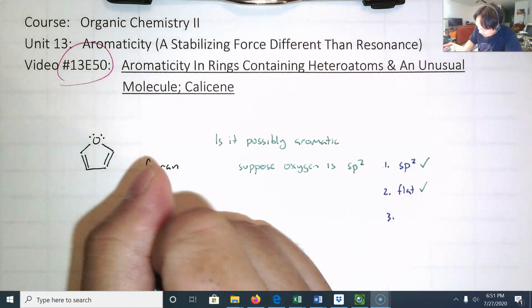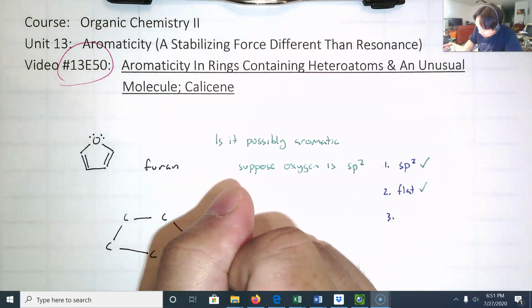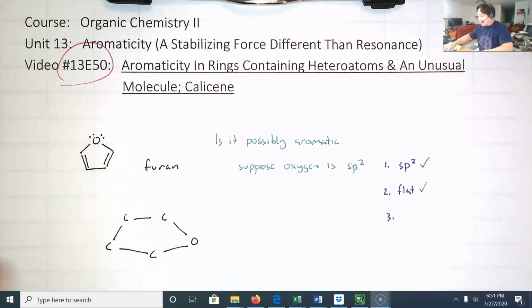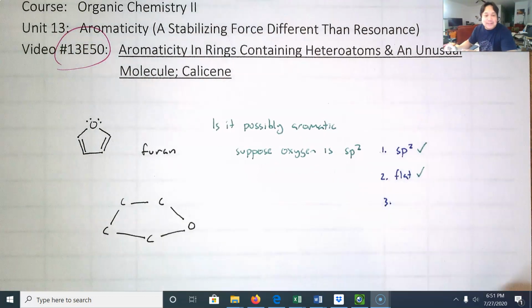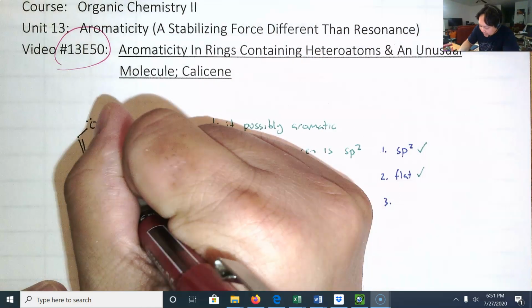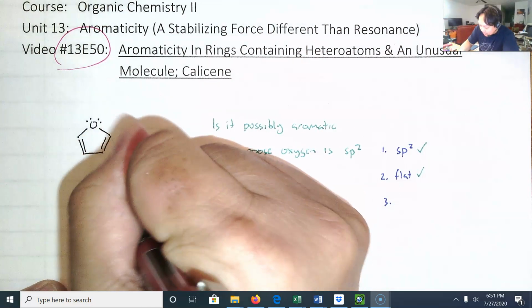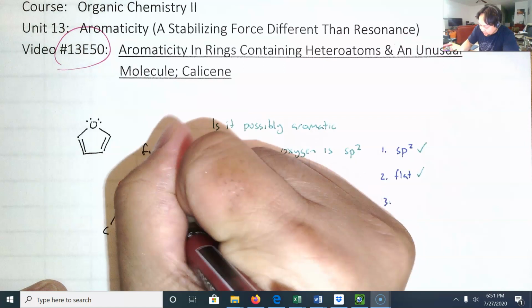And almost messed up again. Oh, okay, not the best drawing. I'm drawing it on its side because what am I going to look at? I think many of you already have guessed. I'm going to look at the p orbitals that are going up and down.